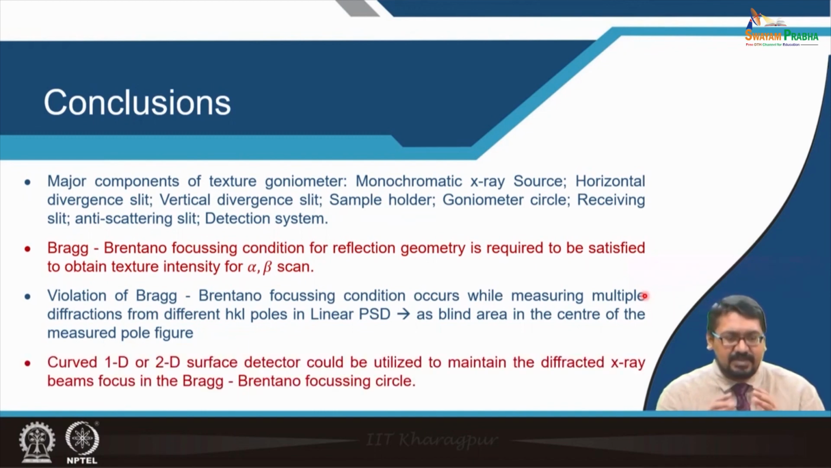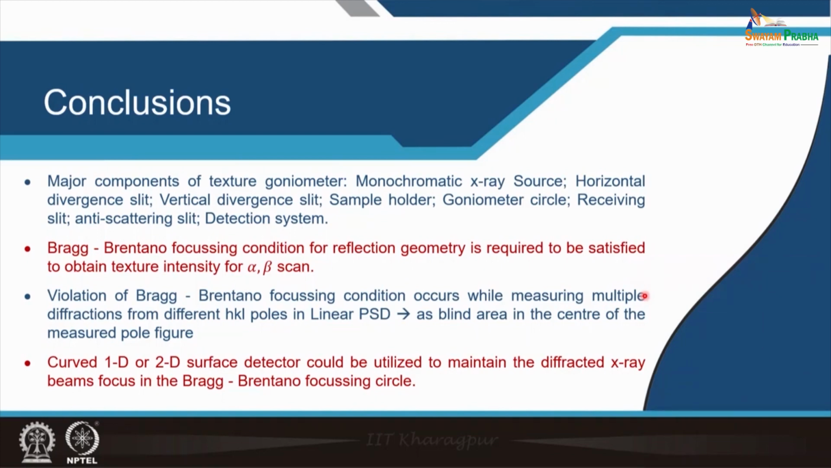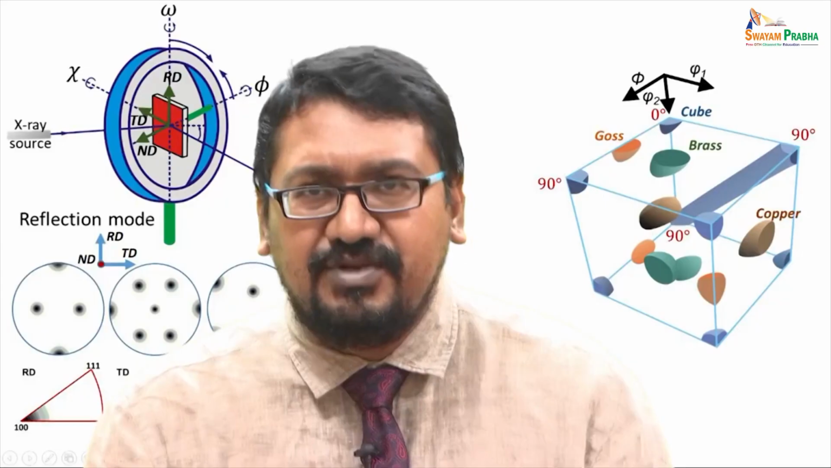and it will increase as omega is increased compared to alpha. So, the curved 1D and 2D detectors, meaning the curved 1D position sensitive detector, and 2D meaning the surface, could be utilized to maintain the diffracted X-ray beam focused in the Bragg-Brentano focusing circle, but still there would be a problem to maintain it in the goniometer circle. So, thank you very much for this class.